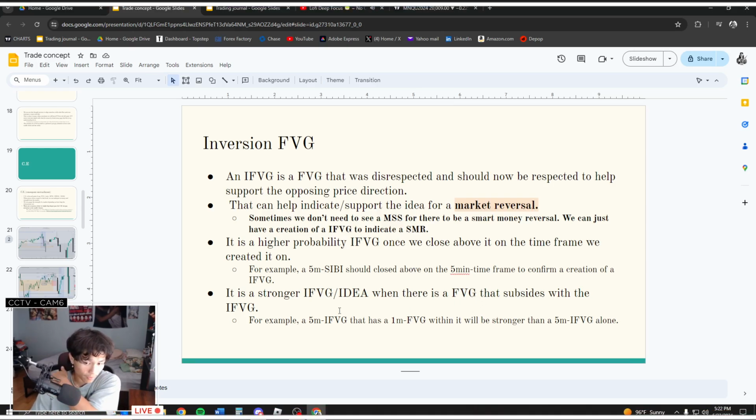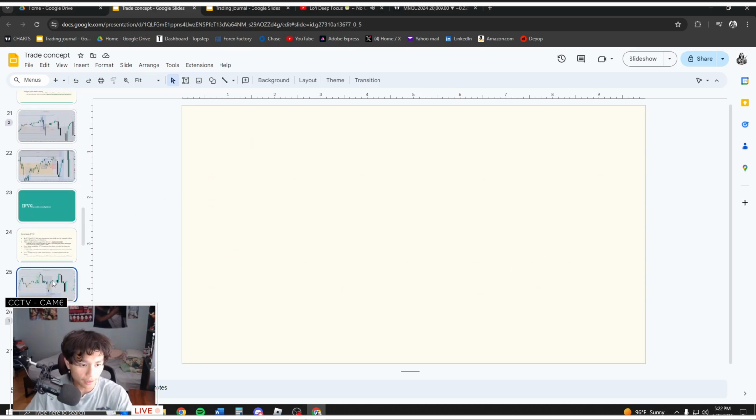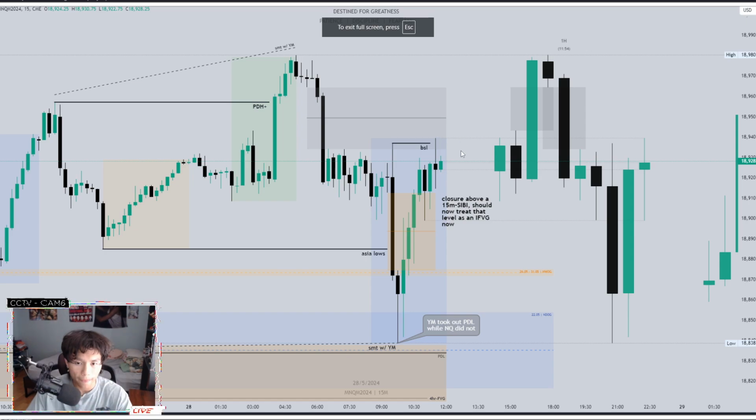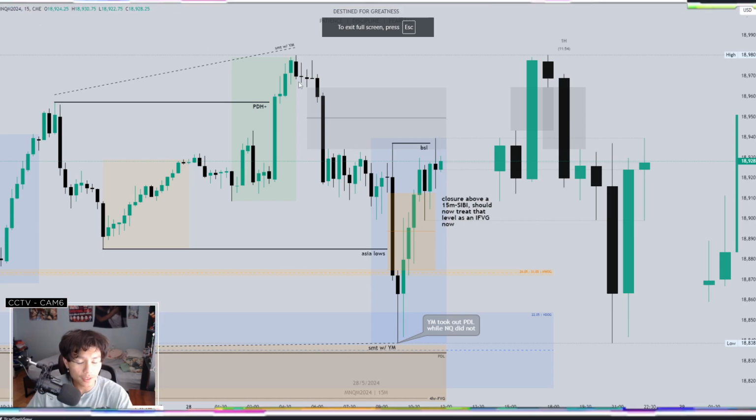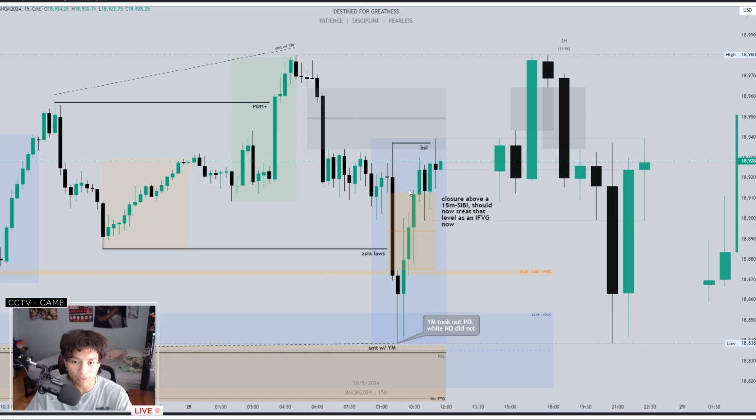So I like trading fair value gaps, but I like using the idea of an inversion fair value gap to support my narrative, my trade idea, my trade objective that I want prices to reach. And in this example right here, this is the 15-minute time frame. We closed above a 15-minute SIBI. So what is this orange shaded area now? It is an inversion fair value gap.